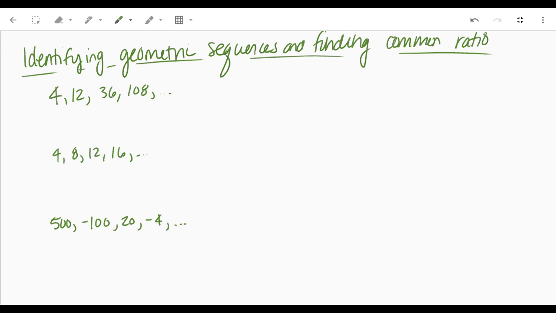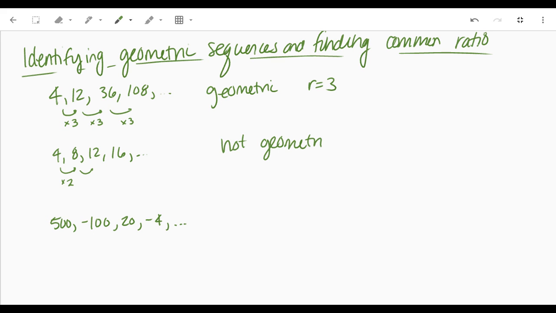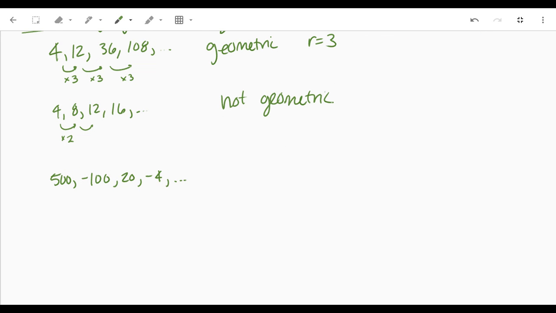So 4 to 12 is times 3. 12 to 36 is times 3. 36 to 108 is times 3. So it is geometric with r equal to 3. 4 to 8 is times 2. 8 to 12 is not times 2. So it is not geometric. And in fact, we could see that's arithmetic, right? We would add 4 every time.